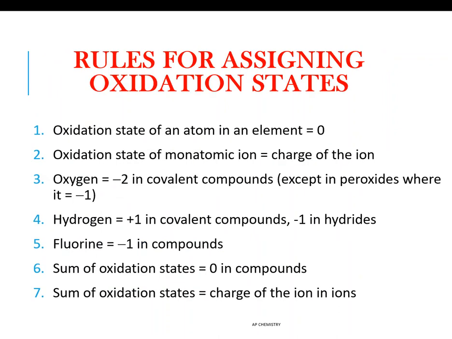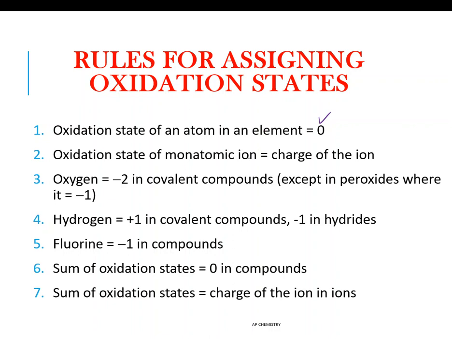Assigning oxidation numbers. This is a good list, and I'm going to show you some other tricks of the trade. This is a good way to start. The oxidation state of an atom in an element is 0. Like I showed you with sodium and chlorine, the diatomic or monatomic element is always 0, because you haven't gained or lost electrons at that point.